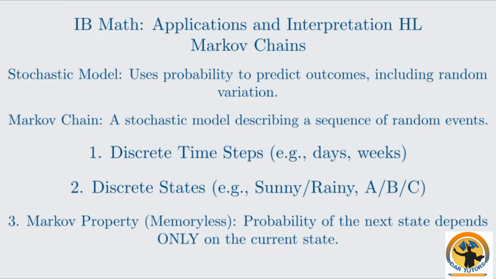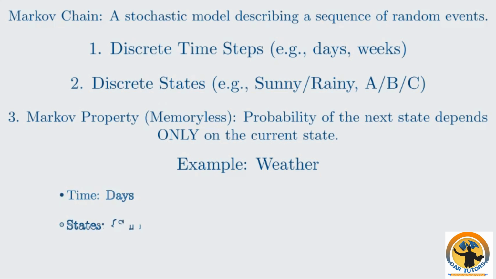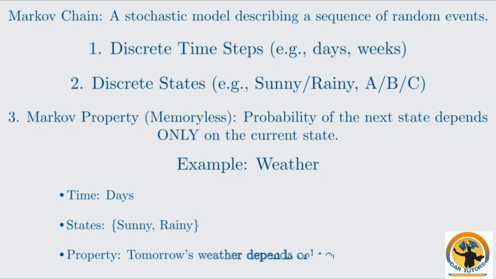Let's consider a classic example. Weather. Suppose time is measured in days, and the weather can be in one of two states, sunny or rainy. In this Markov chain, time is discrete, states are sunny or rainy, and critically, the probability of tomorrow's weather depends only on today's weather, not on the entire week's forecast.